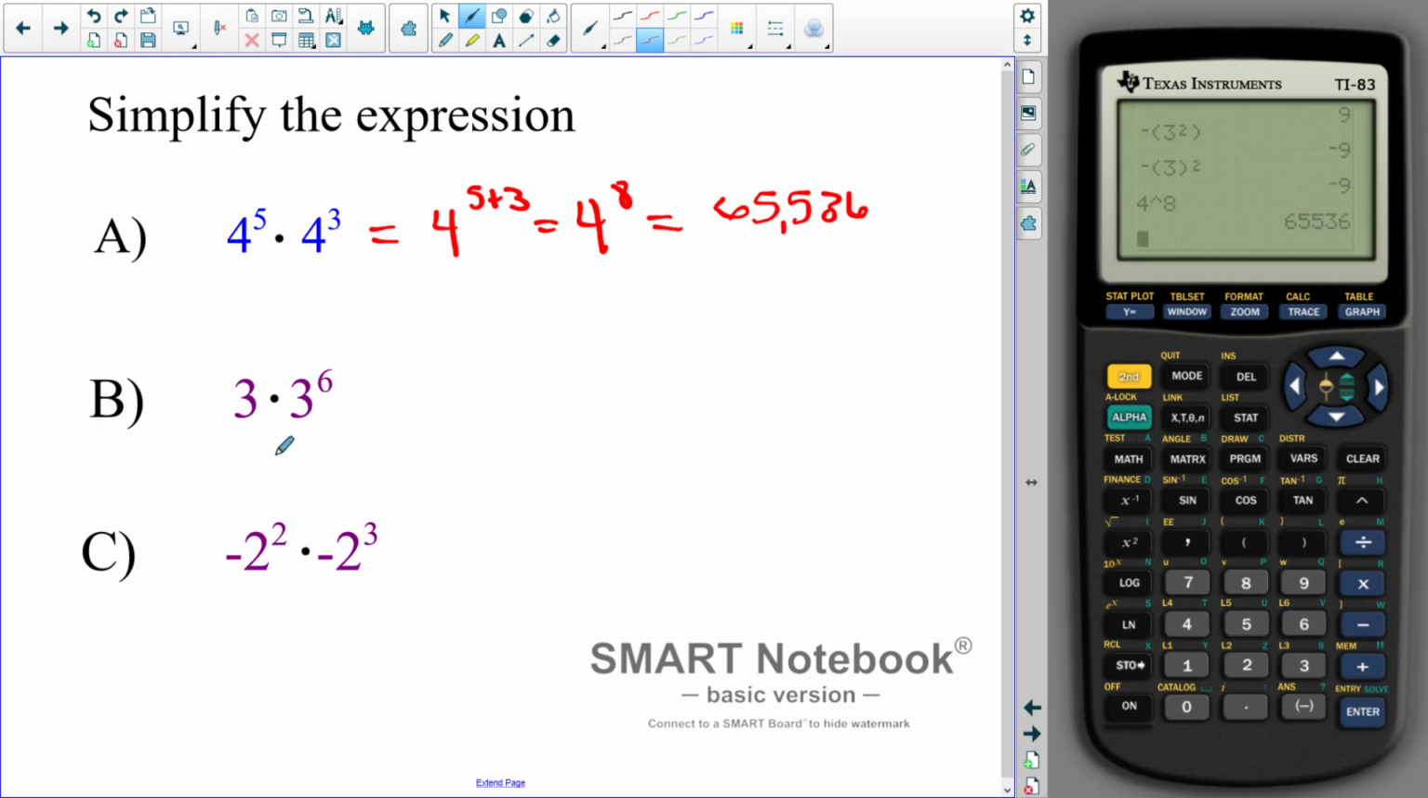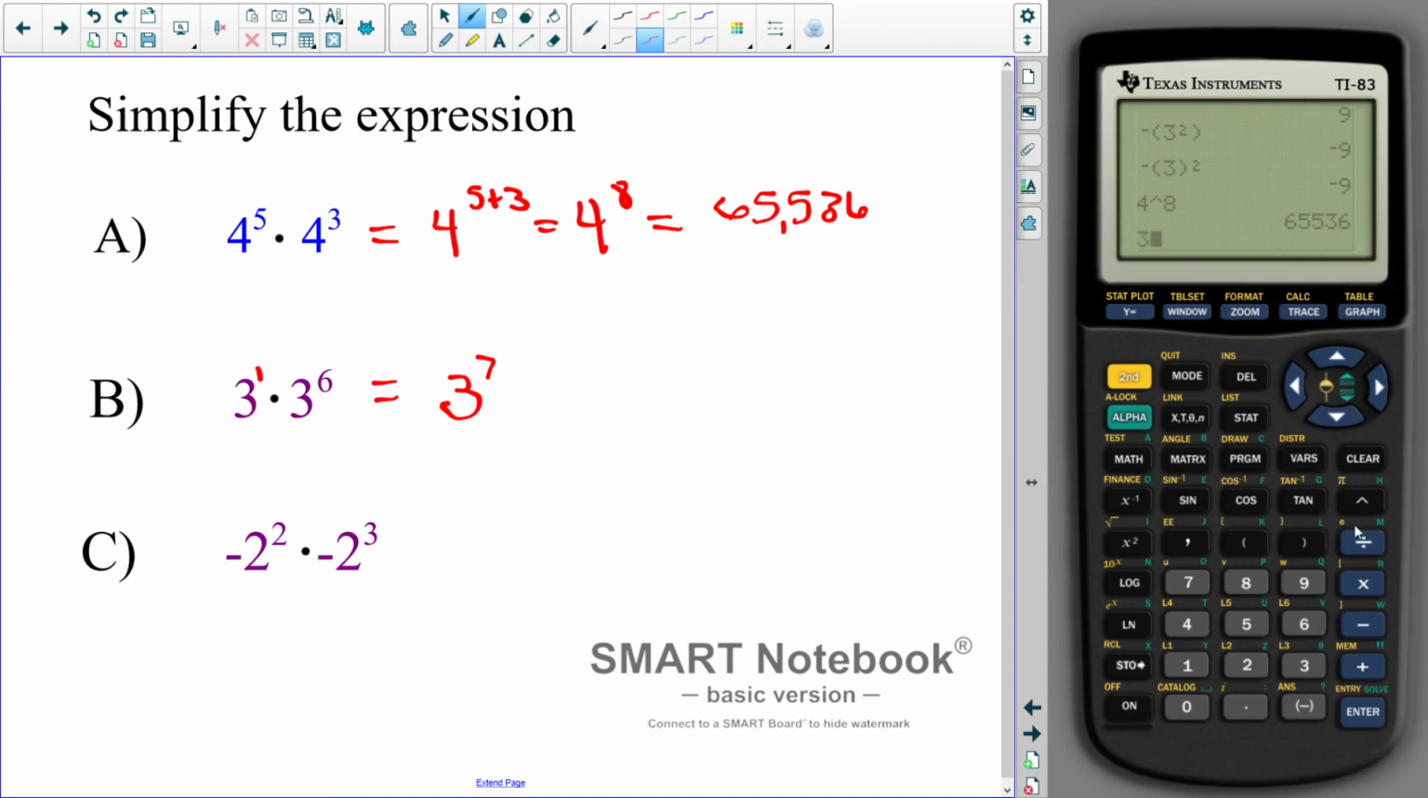3 times 3 to the 6th. So remember that this 3 is actually, we consider that to be 3 to the 1st power, right? It's 3, but there's only one of them, okay? So that's not a 0, we treat that as a 1. So 3 to the 1st power times 3 to the 6th power, this is going to be 3 to the 7th power. Okay, we're multiplying 3 together 6 times, plus 1 more, right? So we get 3 to the 7th.